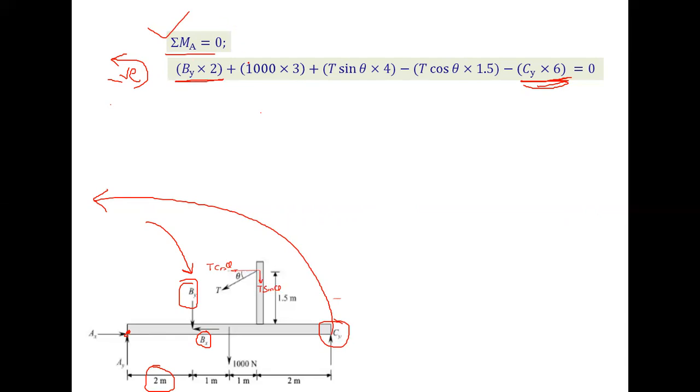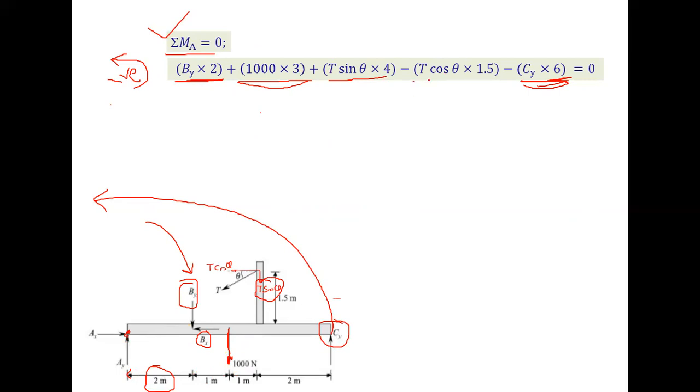Perfect. Now let's understand this term. This term is denoting moment produced by this 1000 Newton force. Okay. So let's determine the perpendicular distance of this force from this point A. That is 2 plus 1. So 1000 into 3. In the same fashion, we can find out the moment produced by this force T sine theta. So this T sine theta is located at 4 meter from point A. Okay. So this T sine theta into 4.